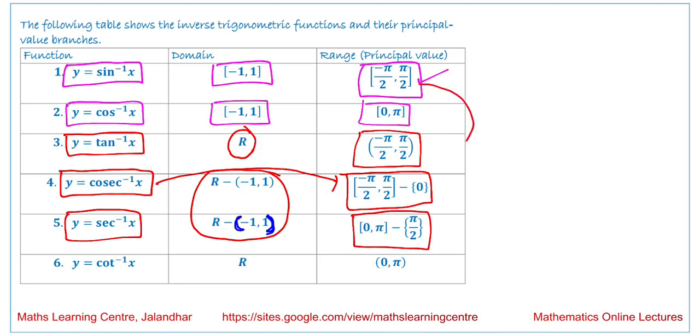So these intervals you can compare with the graphs also. And the last one we have studied is y is equal to cot inverse of x. The domain of this function is R, and the range set, or the principal values, is the open interval 0 to pi.